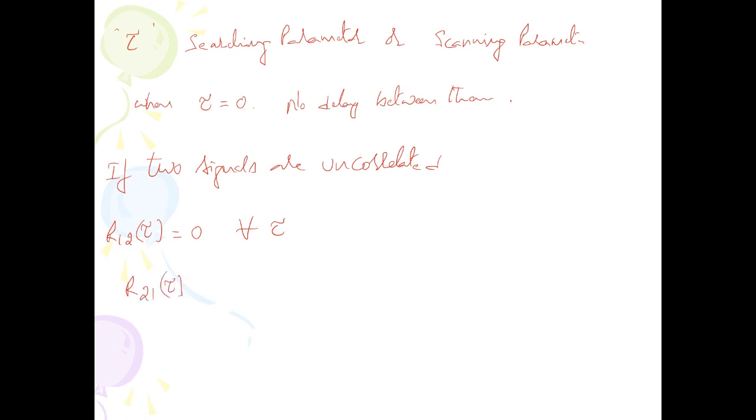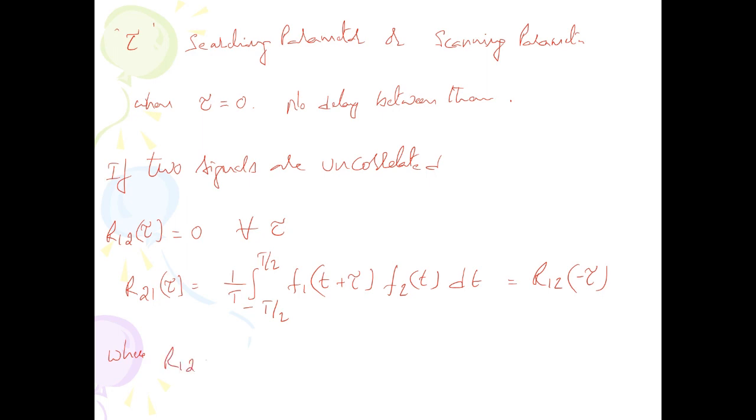R21 of tau is equal to 1 by T integral minus T by 2 to T by 2, f1 of t plus tau, f2 of t dt, and which is also equal to R12 of minus tau, where R12 of minus tau is equal to 1 by T integral minus T by 2 to plus T by 2 f1 of t and f2 of t minus tau dt.